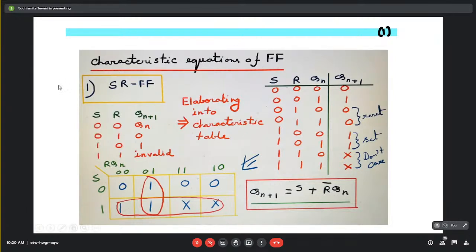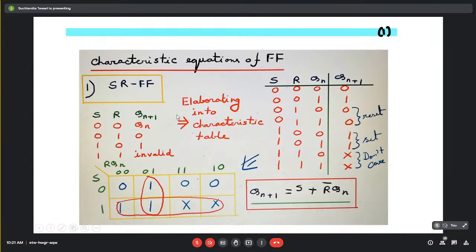So now if we consider at first the SR flip-flop, suppose. So we know the characteristic table is like this. 0, 0, we are ending up in the previous state. 0, 1, the output is 0, that is the reset state. 1, 0, giving the set state, and 1, 1 was invalid in case of SR flip-flop.